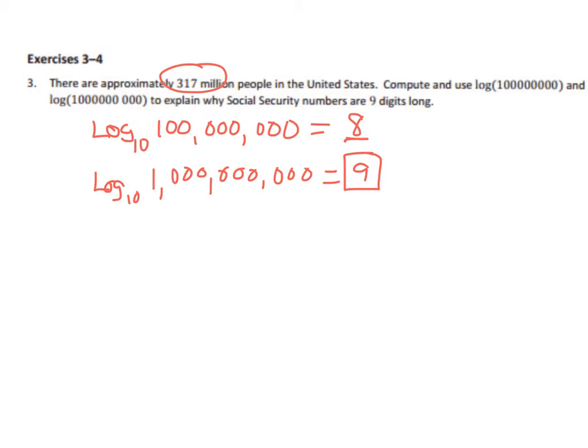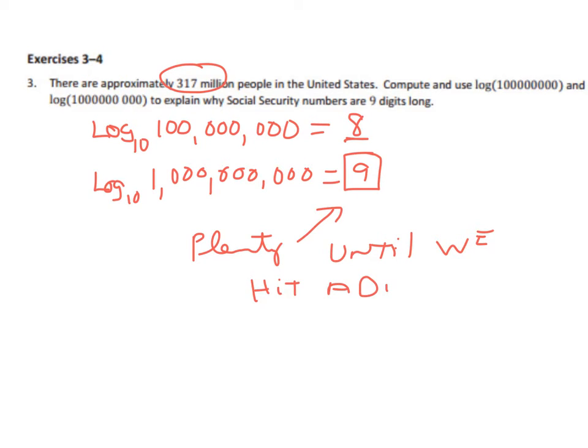So clearly, plenty enough. Plenty with 9 digits until we get close to a billion people, until we actually hit a billion people in the United States. All right, let's go on to one more example, see how we apply it there.